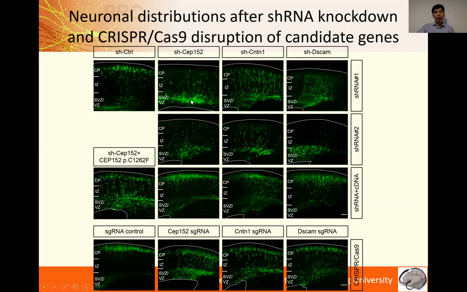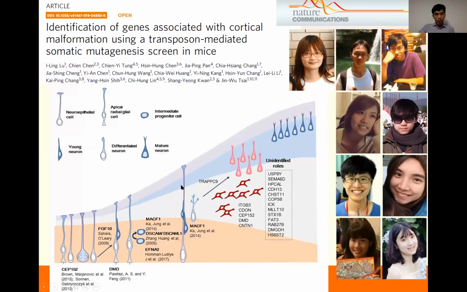We also did a knockdown of these genes, and we found that indeed this gene knockdown can delay neuronal migration in the mouse brain. We can also use the CRISPR Cas9 system to show that disruption of these genes can really delay cells in the deeper layers. So this paper was published in 2018 in Nature Communications.